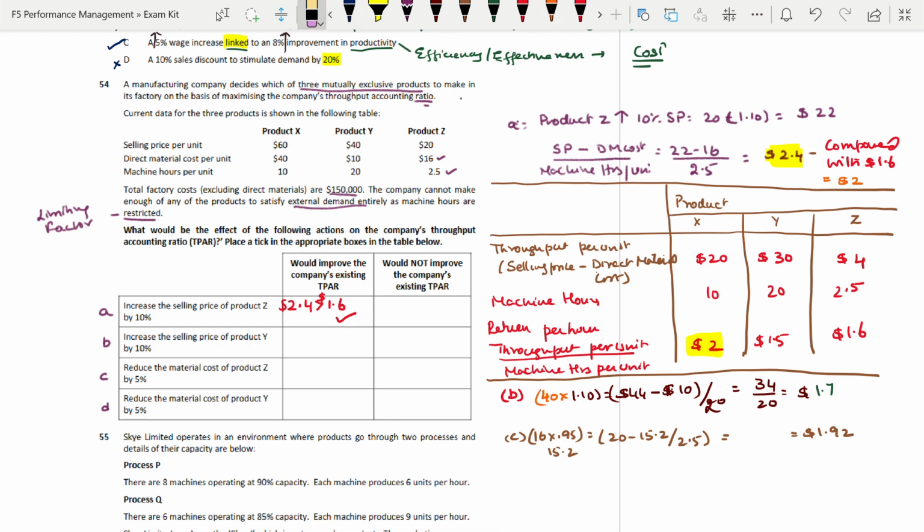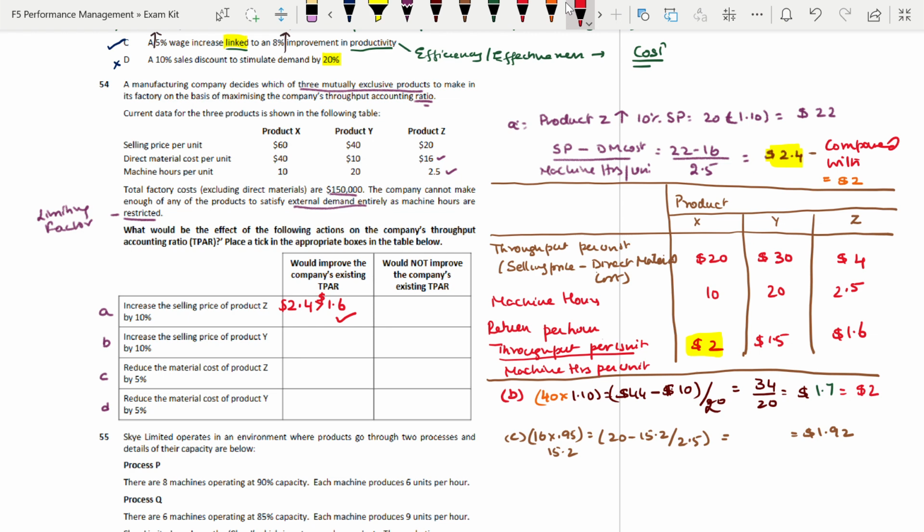We should compare with $2, that is the maximum. Because if you are taking X, you are comparing X with Z. If you are comparing X with Z, definitely it is more than X, more than 2.2. It will improve. Now you are comparing again with the existing 2 maximum.